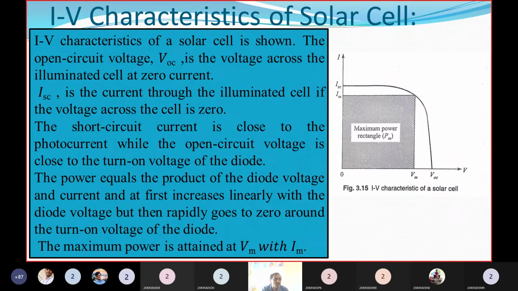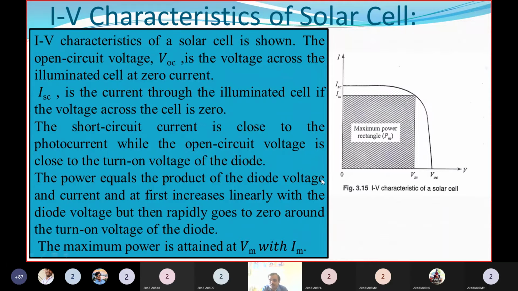Power is our main requirement from the solar cell, not only voltage or only current. The power formula is P is equal to V into I. So at which position is the power maximum? For that, how much resistance do we have to use, that is, what resistance range? We have to decide based on these IV characteristics.